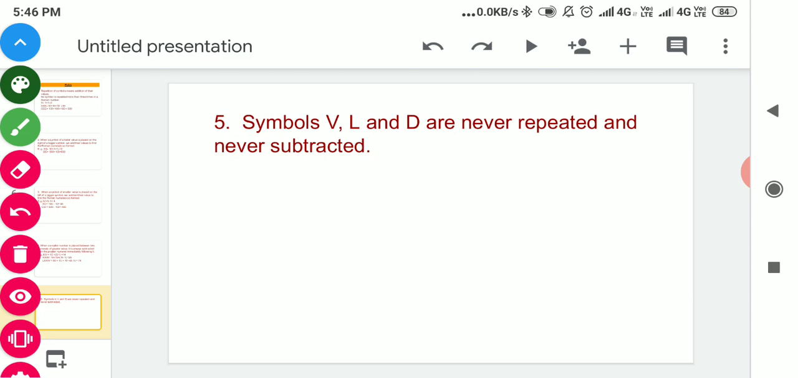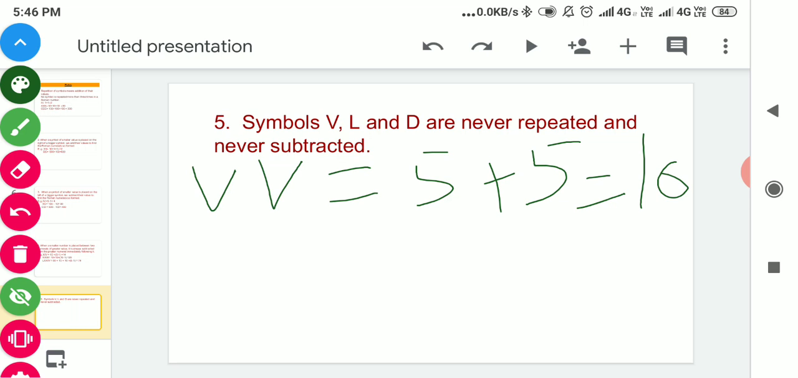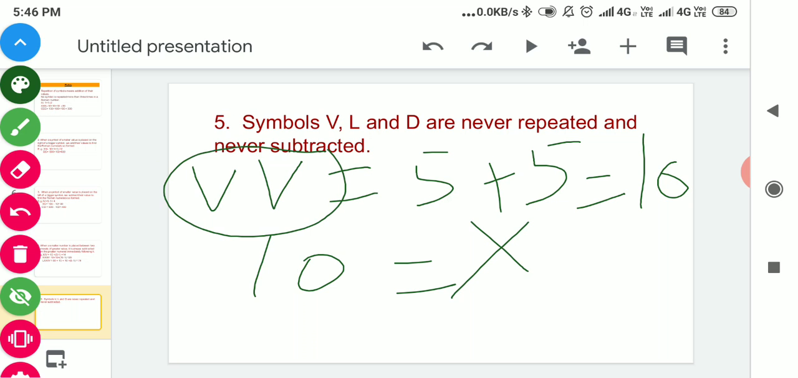Next rule is 5. Symbols V, L and D are never repeated and never subtracted. Means we cannot repeat V, L and D, and we cannot subtract these symbols V, L and D. Let us take the example. We cannot write V as 5 plus 5 because it will give 10, and 10 we denote as X. So the repetition of V is wrong here.